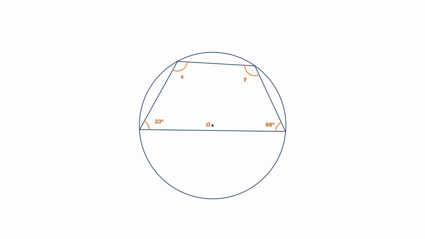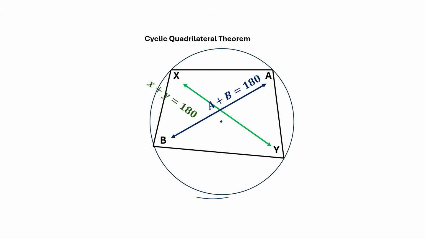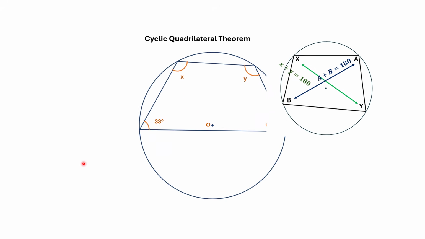To do this question, we need to remember the cyclic quadrilateral theorem. It's this one here. It says each two opposite angles add up to 180. So x and y are opposite, so x plus y is 180, and a plus b is 180. This is what we are going to use.